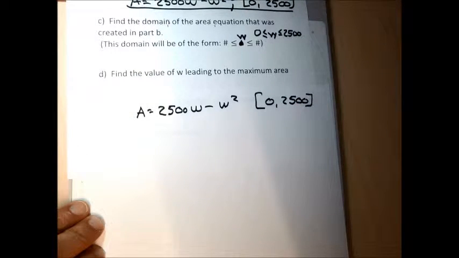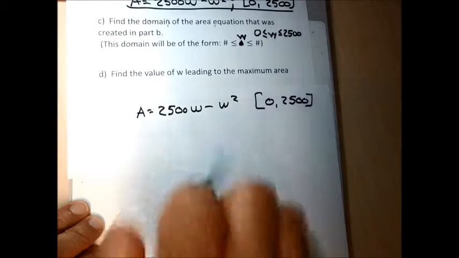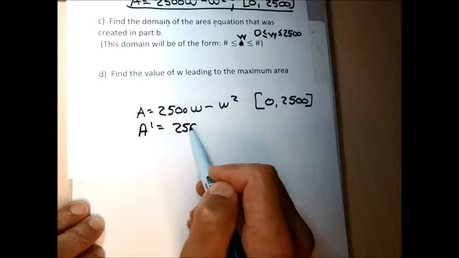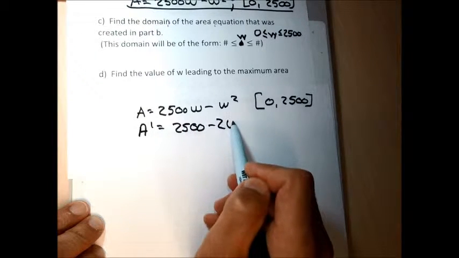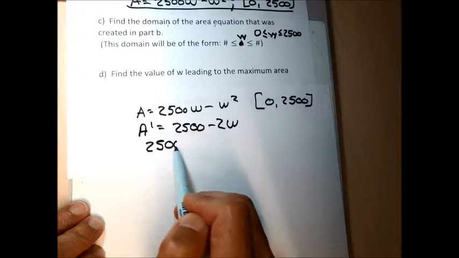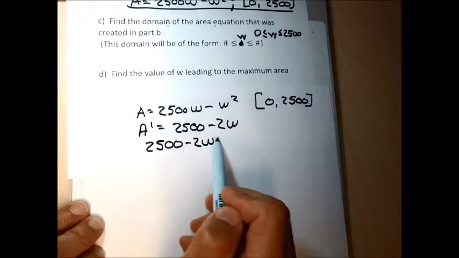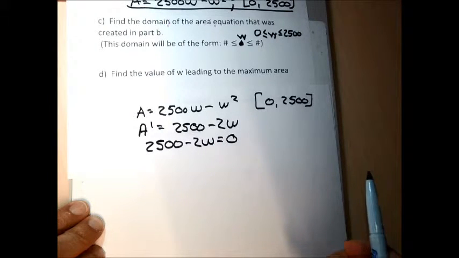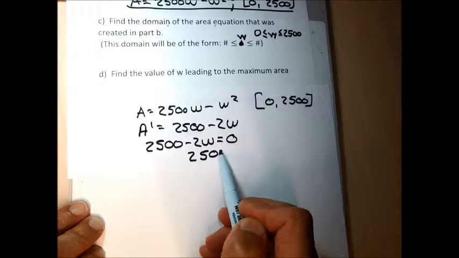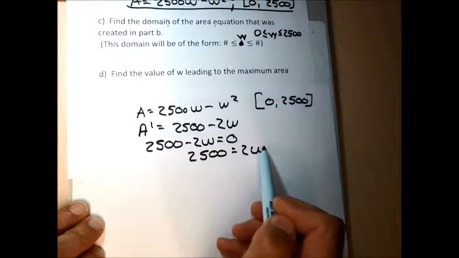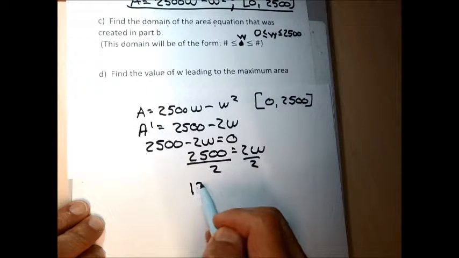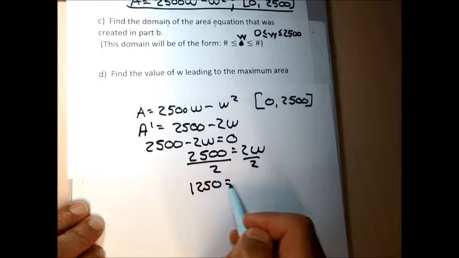And how do I find absolute maximums? I find the derivative. The derivative, A prime, is going to be 2,500 minus 2w. After I find the derivative, I get critical numbers. I go 2500 minus 2w equals 0. I'm going to add 2w to both sides. That will give me 2500 equals 2w. And then I'm going to divide both sides by 2. And I'll get 1250 equals w.